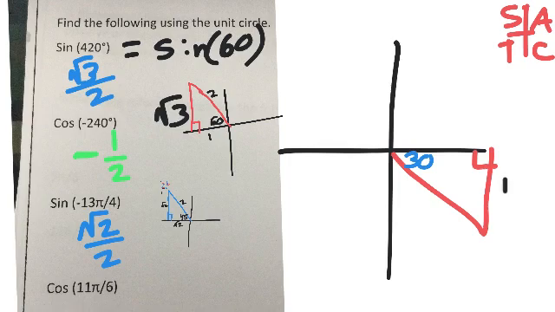Across from the 30 is 1. Across from the 60 is radical 3. Across from the 90 is 2. I am in the fourth quadrant, and cosine is positive in the fourth quadrant. So my answer here is going to be positive. Cosine is the adjacent over the hypotenuse. So my adjacent side is radical 3. My hypotenuse is 2. So my answer there is radical 3 over 2.